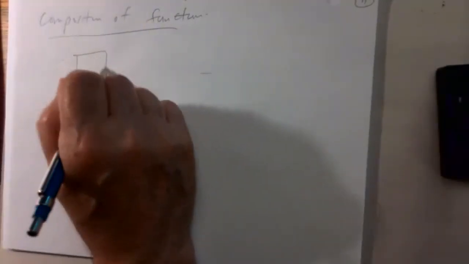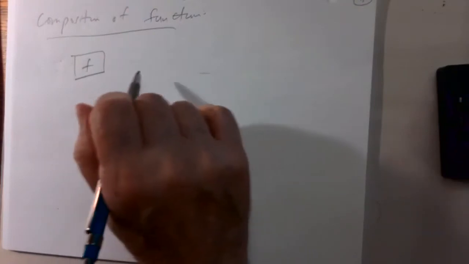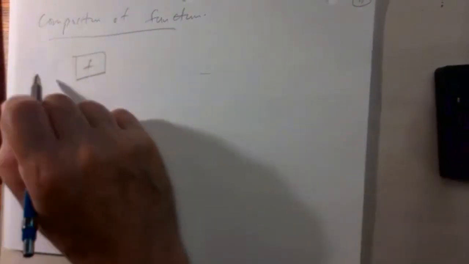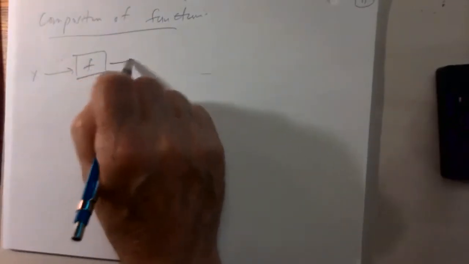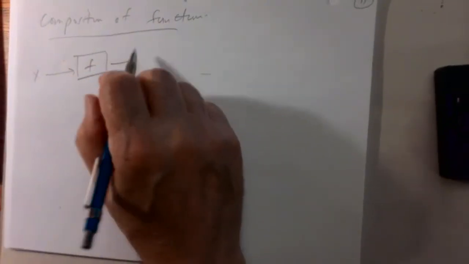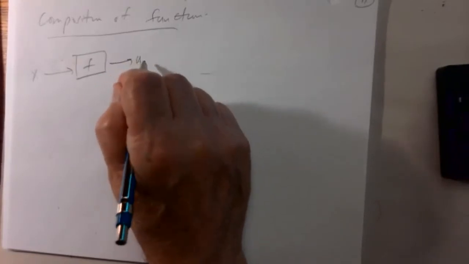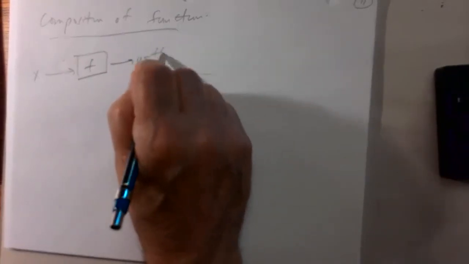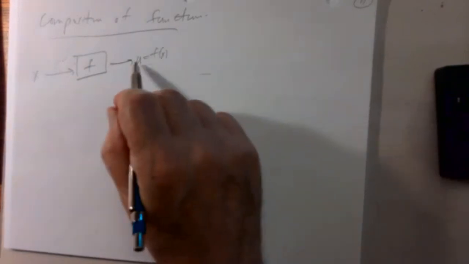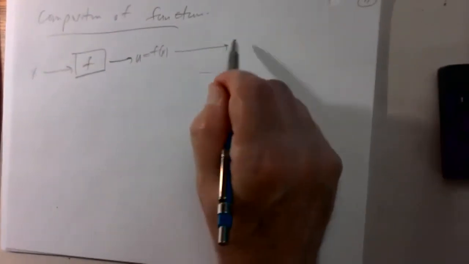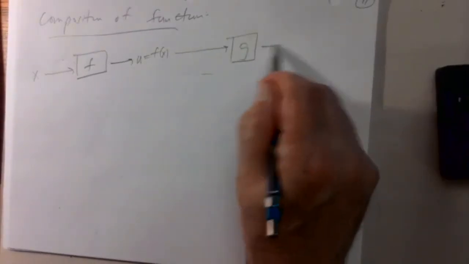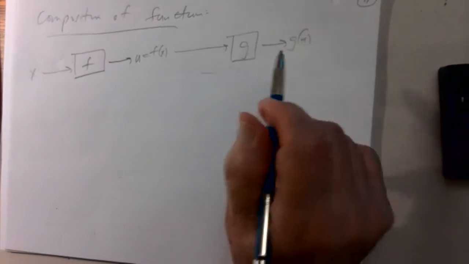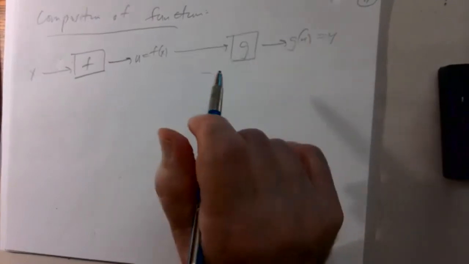So suppose we have two functions, f and g. I just want to picture it as a black box for the moment. So let's say you put x into this function f, and out comes some number, let me just call it u for the moment, which is f of x. But I take this number and I plug it into the function g. And if you put u into g, what comes out is g of u, which I'll call y.